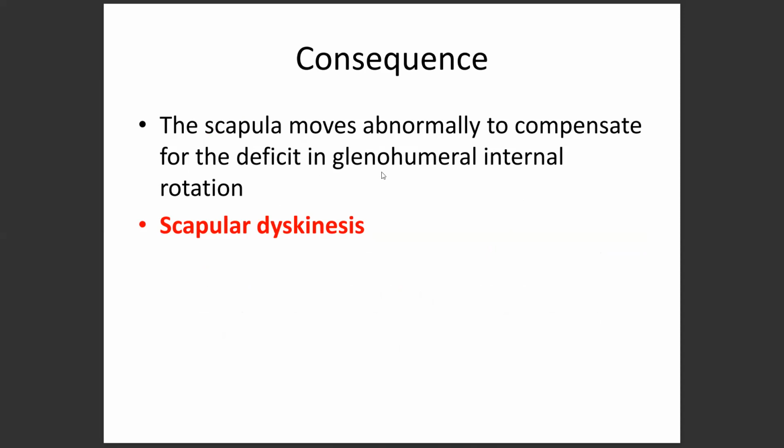And due to this compensation of the scapula, due to this abnormal movement of scapula, there will be more movements, there will be unrequired movement. The movement which normally the scapula does not need, that is the movement it will do because of compensation, and this condition we then call scapular dyskinesis, in which the movement of the scapula is abnormal.